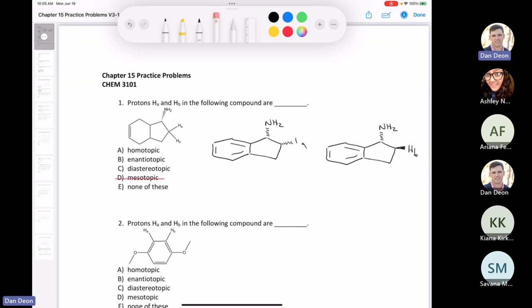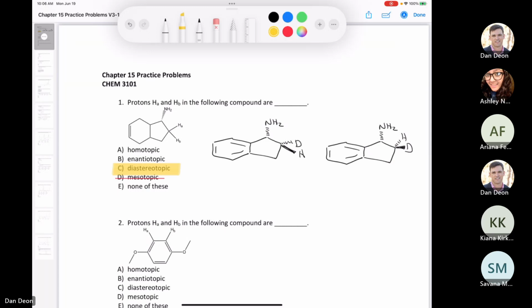Now, the way the replacement test is done in the book is they do it with deuterium. So that you have a deuterium here, and then you'd have a proton going down, and then here you'd have a proton going up. But you can clearly see that these are diastereomers of each other. And so these two protons are diastereotopic.